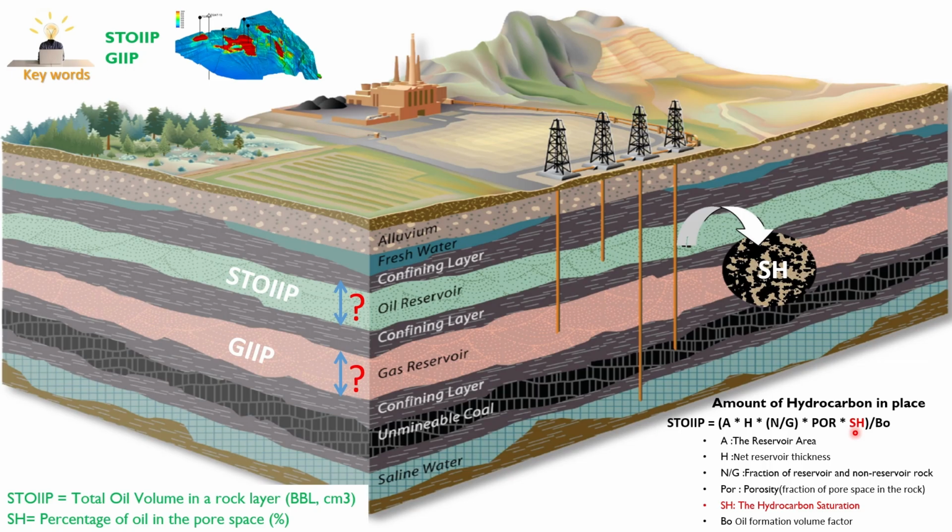So keep this information with you. The hydrocarbon saturation tells us how full the pores are with hydrocarbon. It's a fraction. While the STOIIP tells us how much oil is there. It's telling us how much, the quantity.